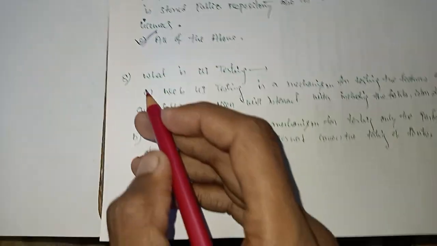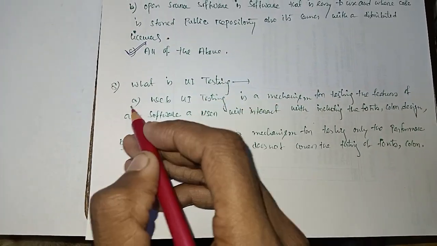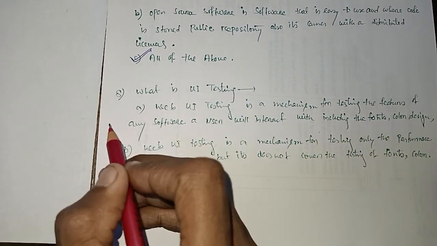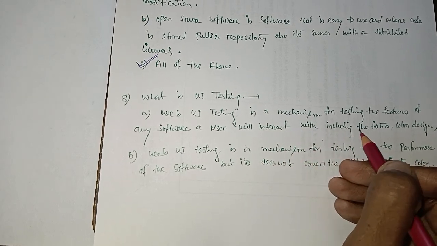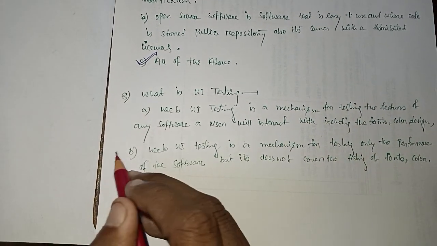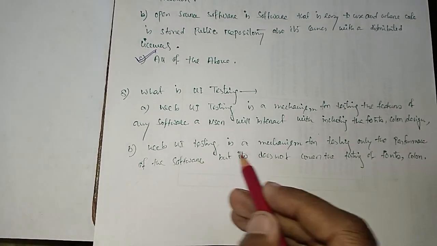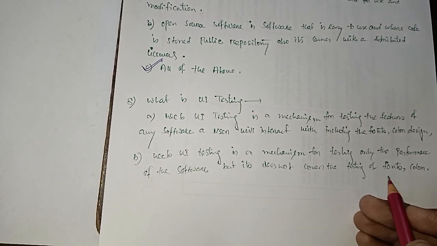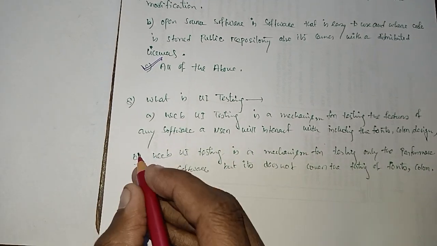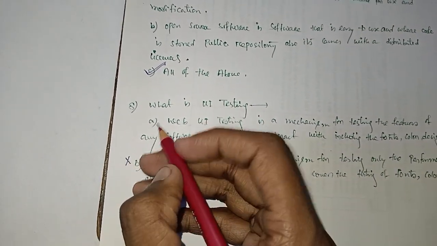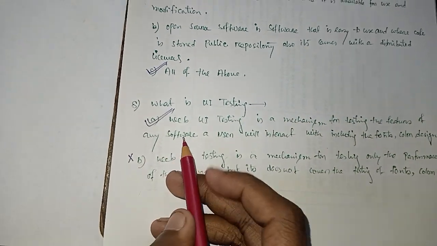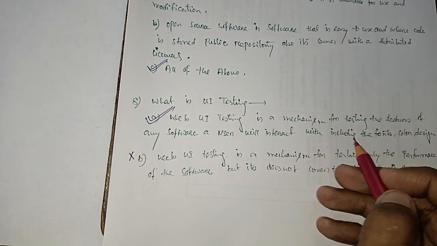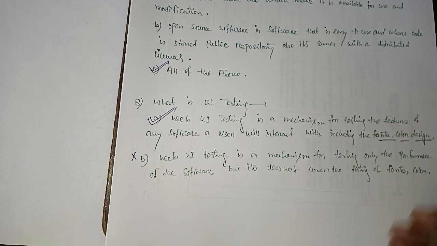So number 8, what is UI testing? So this is the UI testing question. UI testing is web-based testing. It is the mechanism that tests the features of the software using the interface, including the fonts, color, and design. And the second option is web-based UI, a mechanism for testing the performance of the software, but it does not cover the testing of the fonts and color. So option B is not possible, because it tests the fonts and color. So option A is the right answer. UI testing is the mechanism to test the features of a software with user interactions, including the font, color, and design.